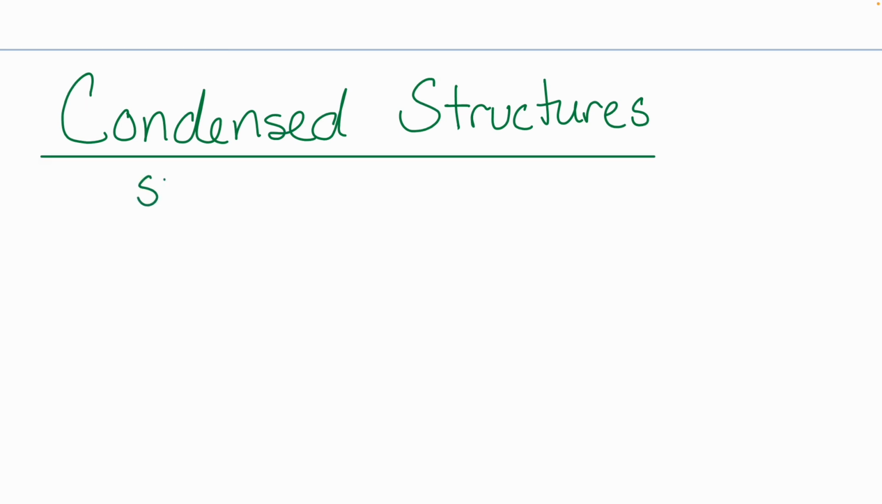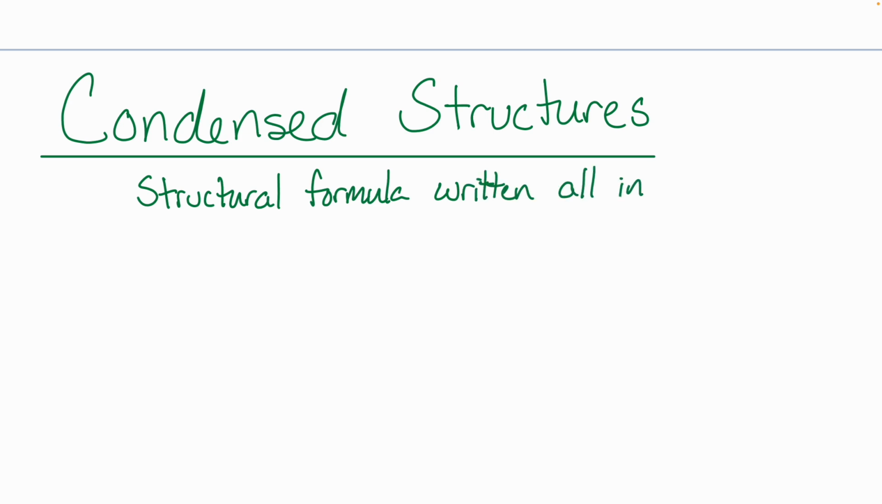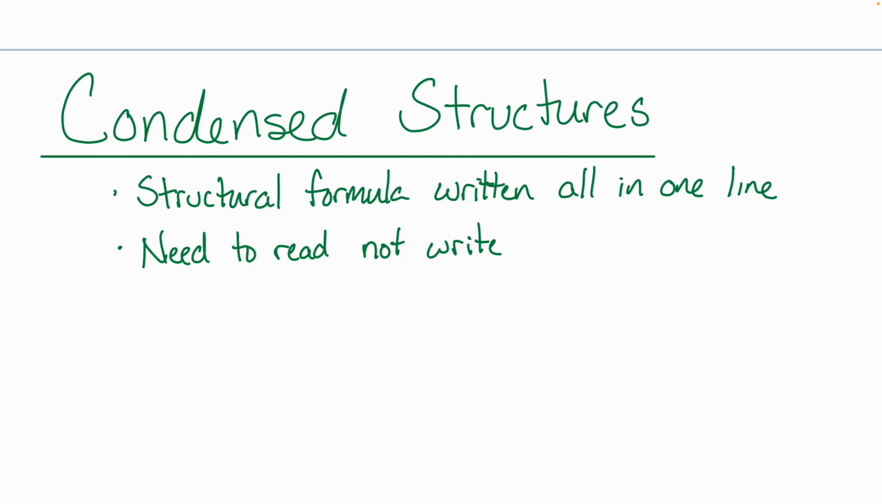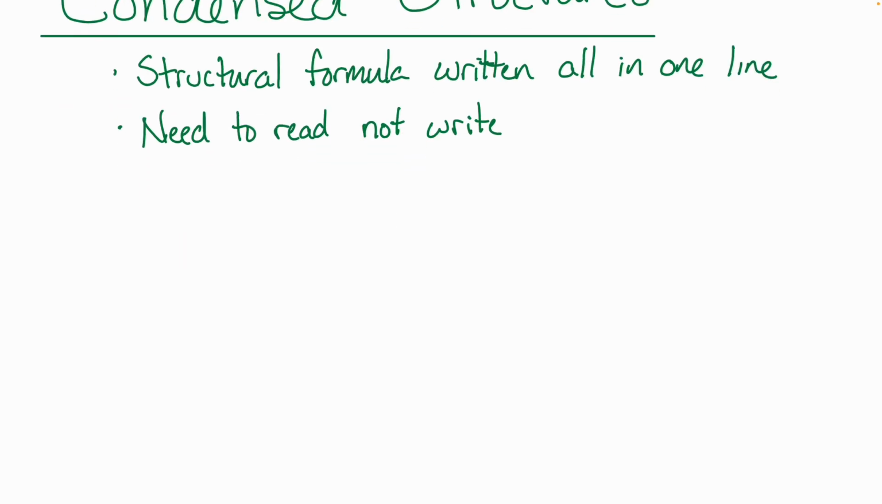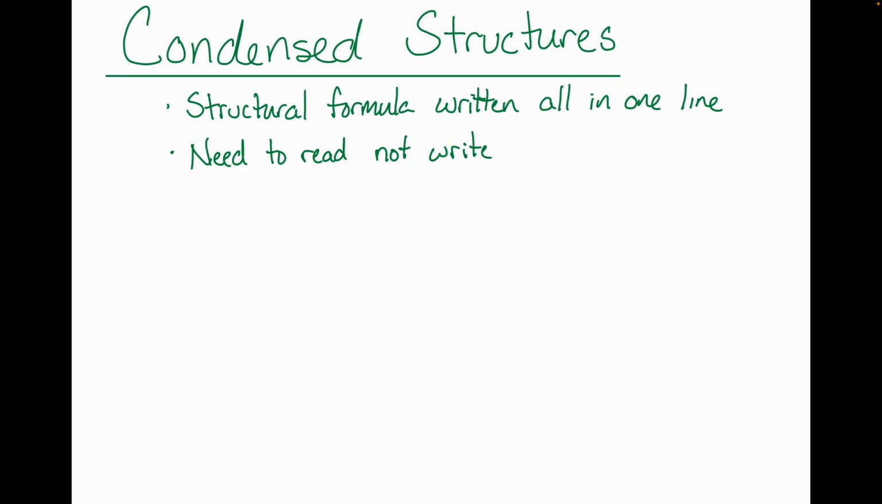So again, this is a structural formula written all in one line. And we need to be able to read it. Not really concerned with you writing them. All right, we're going to be drawing structures. Okay, so we talked about a Lewis structure. So let's put down a Lewis structure for a molecule with 3 carbons.